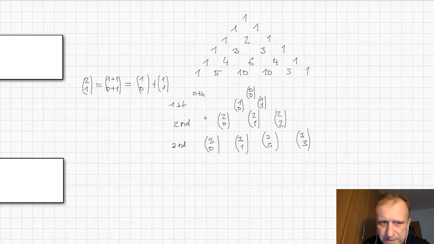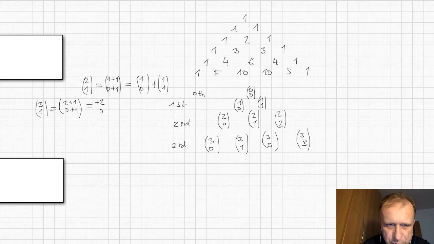3 choose 1 can be understood as 2 plus 1 choose 0 plus 1, and according to the Pascal's theorem, it is 2 choose 0 plus 2 choose 1. Okay, so this is true. This plus this is 3 choose 1.